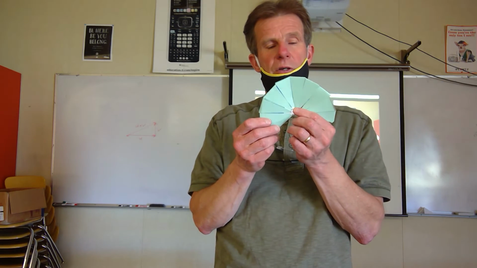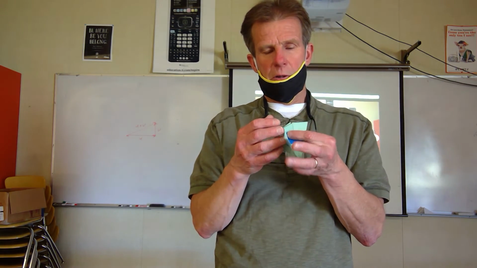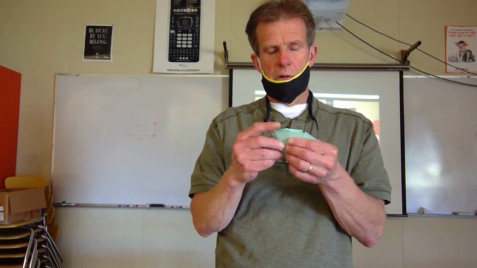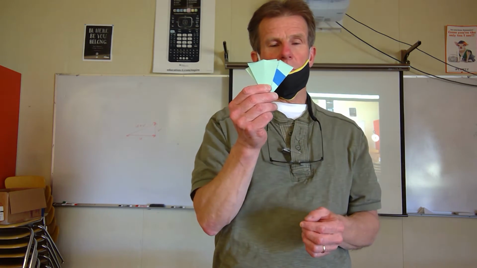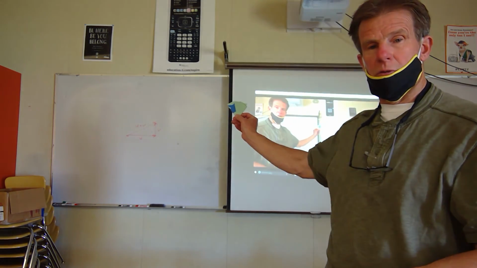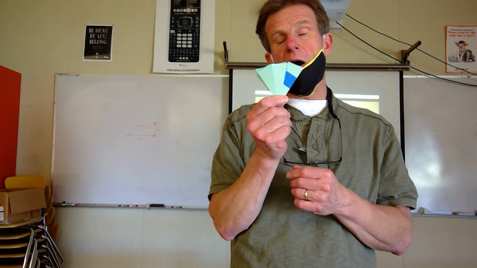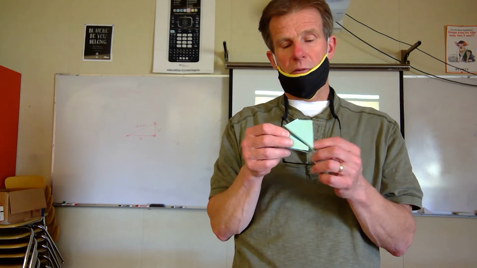If I fold this up a little bit, like this, I get something that looks like this. So now this is circular, way back here, and that's a sector. It's almost like a piece of pie or a piece of pizza.